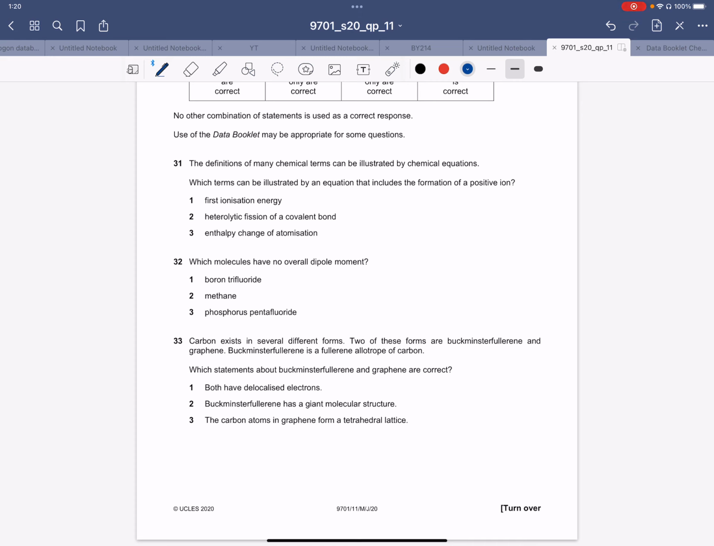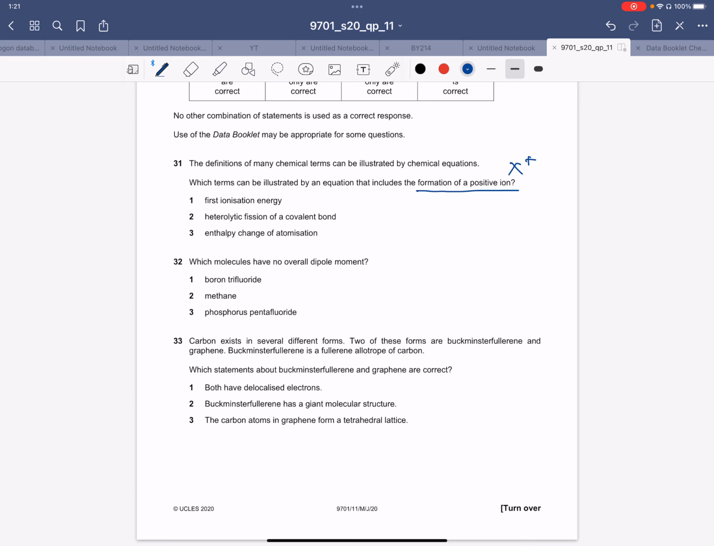The definitions of many chemical terms can be illustrated by chemical equations. Okay, so which terms can be illustrated by an equation that includes the formation of a positive ion? Okay, so when you're forming a positive ion, that just means you're forming something that has a positive charge. So I guess that's pretty straightforward.